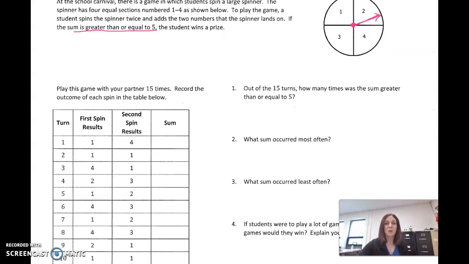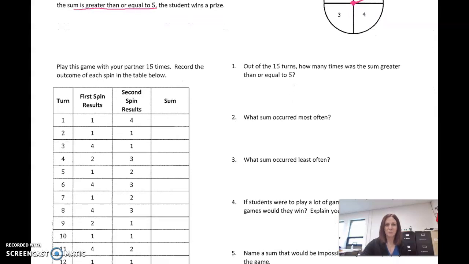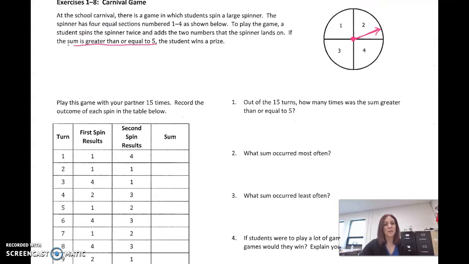So I went ahead and did these. First spin was 1, second spin was 4. The second turn, the second student, or maybe they played twice: their first spin was 1, their second spin was 1. Third time, first spin was 4, second spin was 1. You get the idea. Then we add their sum up, because in this game, if the sum S is greater than or equal to 5, they win. So first one, 1 plus 4 is 5. They would win on that one.